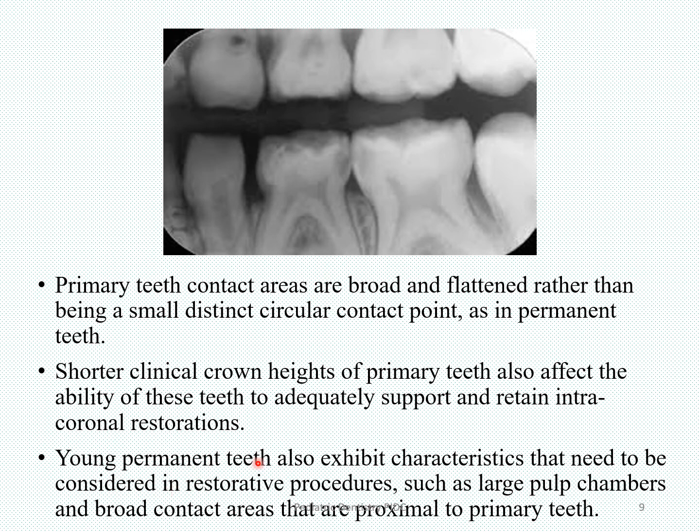Then lastly, the young permanent teeth also exhibit characteristics that need to be understood, especially when you're trying to do a restorative procedure, such as large pulp chambers and broad contacts that are proximal to the primary. So here also, don't be surprised that you can get food lodgement in this area because the contact point is dynamic, changing, and then you can also have proximal caries in the primary molar. So these are some of the differences between the anatomy of primary and permanent teeth, which we should consider when we are doing a restorative treatment in the clinical scenario.